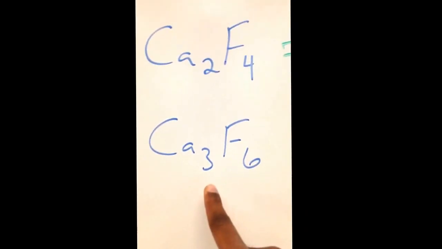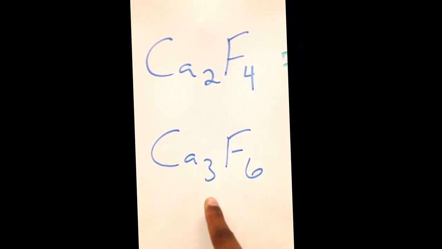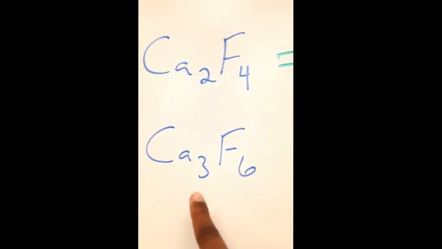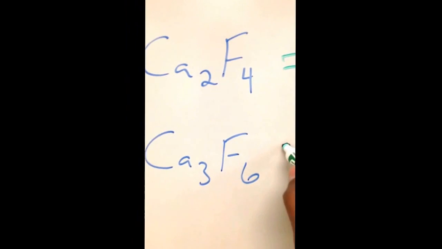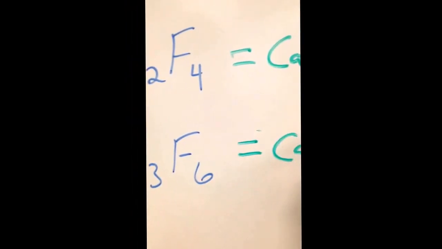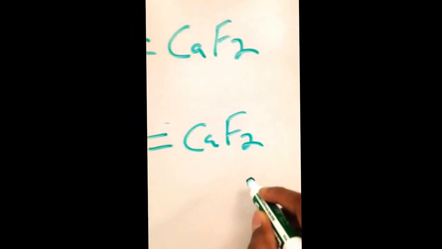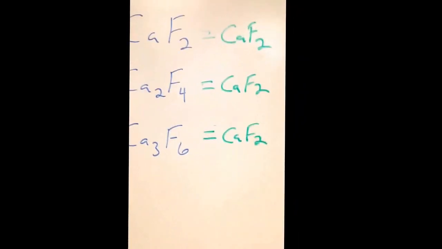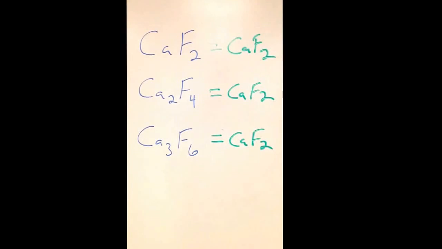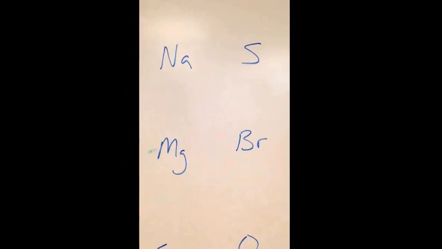Okay, looking down here, we have a 3 to 6 ratio, so we have Ca3 and F6. 3 goes into 6 how many times? That's right, you guessed it, 2. So the formula unit for this is also going to be CaF2. Now there can be a variety of ways you can do that, but that's pretty much the formula units for those. In this case, all those ratios are 1 to 2 ratios.